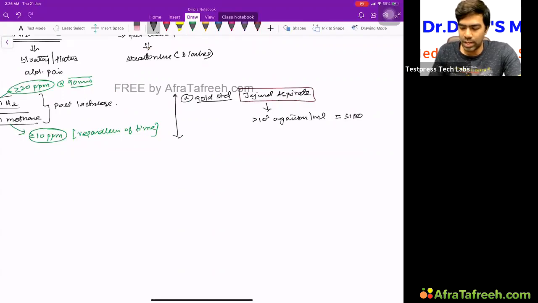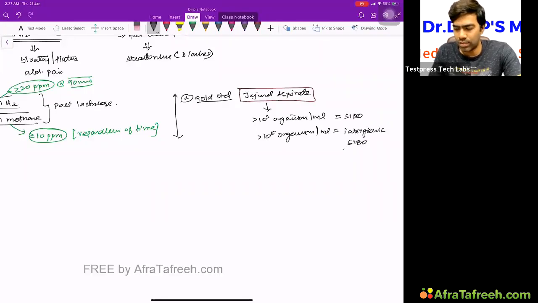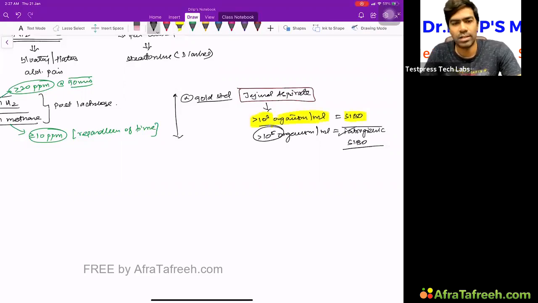If it is more than 10 power 5 organisms per ml, that is used for diagnosis of iatrogenic SIBO, like due to bowel adhesions after surgery, after vagotomy, afferent loop syndrome. But in general, if the jejunal aspirate shows more than 10 power 3 organisms per ml, that is the diagnostic standpoint of SIBO, and the gold standard for diagnosis of SIBO is the jejunal aspirate.